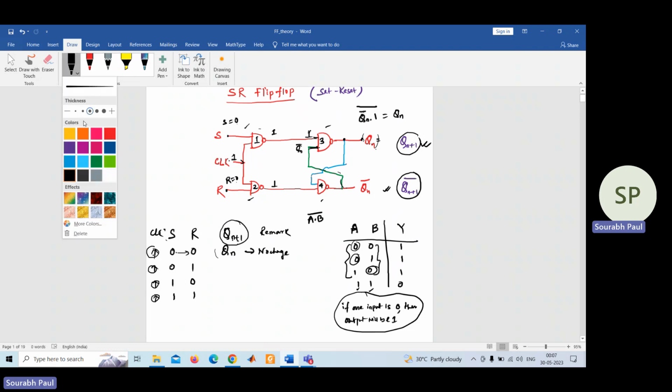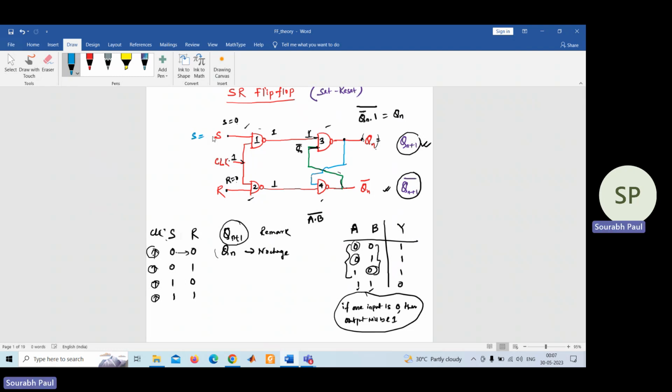Consider the next case, S equal to 0, R equal to 1. And the clock, as I already told, you need to consider by default as 1. Now see, as I told, if one of the inputs of a NAND gate is 0, by default the output will be 1. It means that here you will be getting the output of 1.